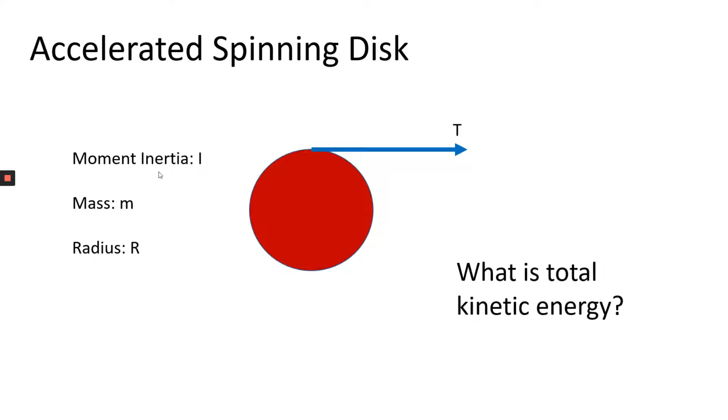So we know the moment of inertia of the disk, the mass of the disk, and the radius of the disk. Assume the disk is accelerating for a while, say at time t. What is the total kinetic energy?